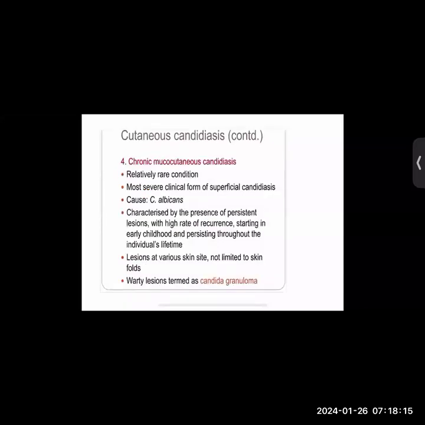Next slide, please. Then we have chronic mucocutaneous candidiasis, a relatively rare condition, the most severe clinical form of superficial candidiasis, which is caused by Candida albicans. It's characterized by persistent lesions with high rates of recurrence, starting in early childhood and persisting throughout the individual's lifetime. Lesions occur at various skin sites, so not limited to skin folds. It can also present as warty lesions, which is termed Candida granuloma.